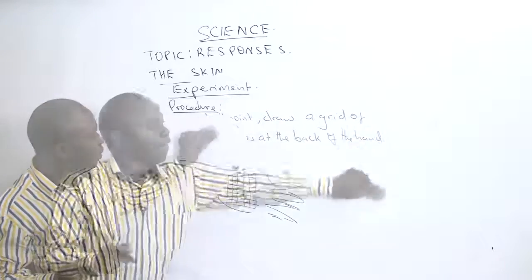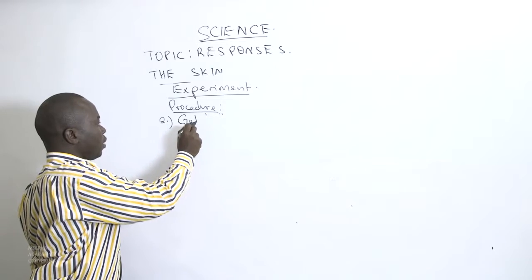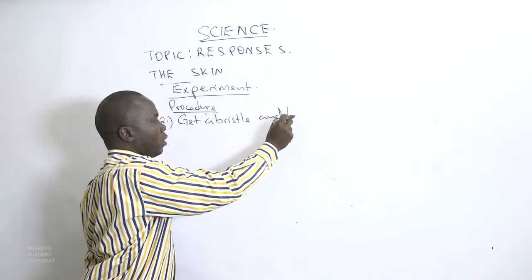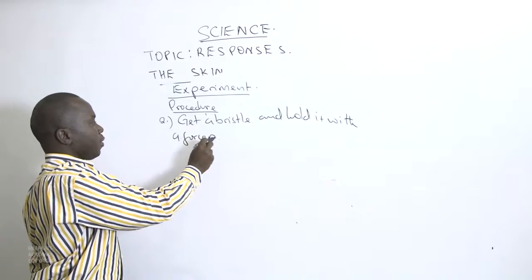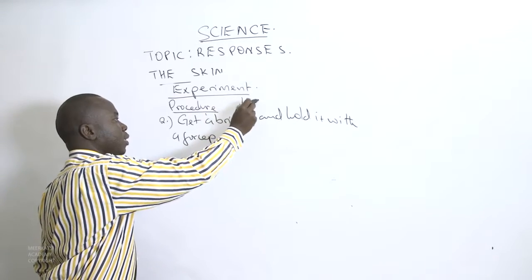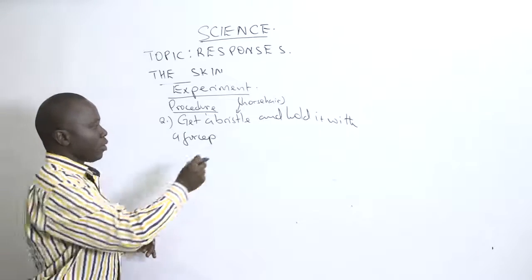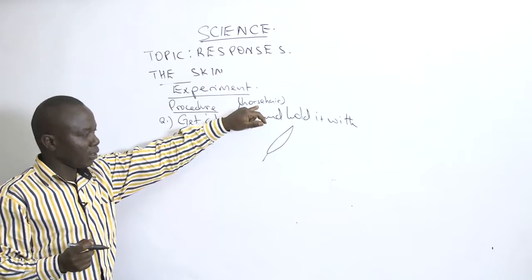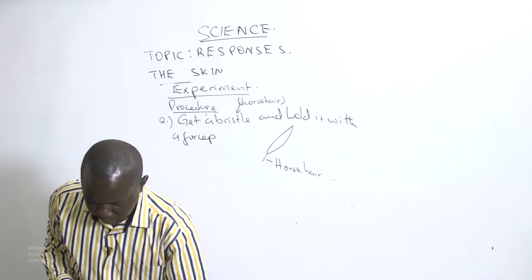The next procedure, second, get a bristle and hold it with a forceps. Bristle simply means, for example, horsehair; you can substitute with any horsehair. Get a bristle and hold it with a forceps. So if that's the forceps, that's the bristle. Remember, horsehair is fine. So this is the horsehair.